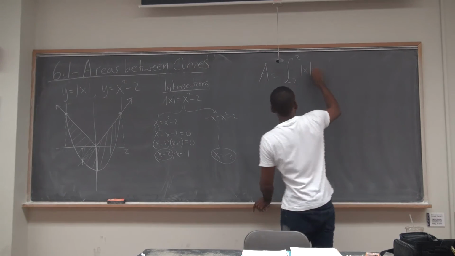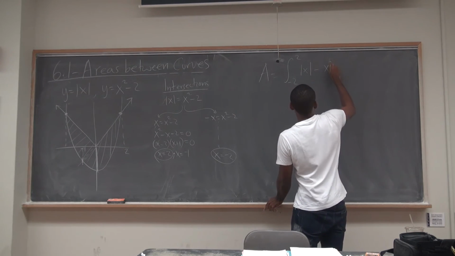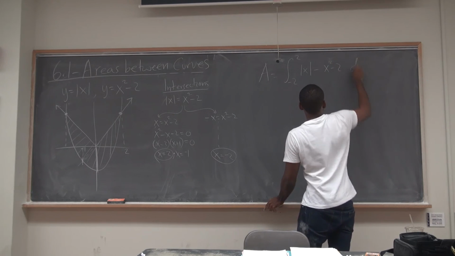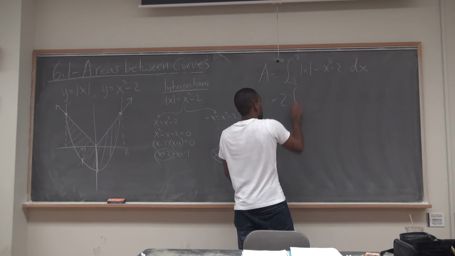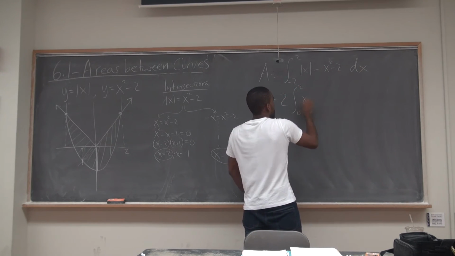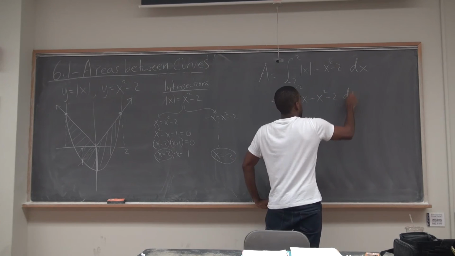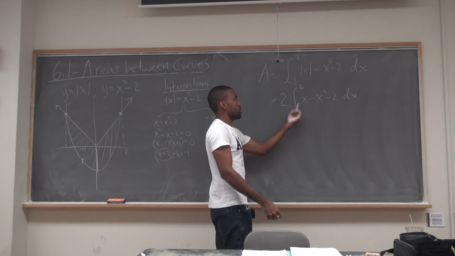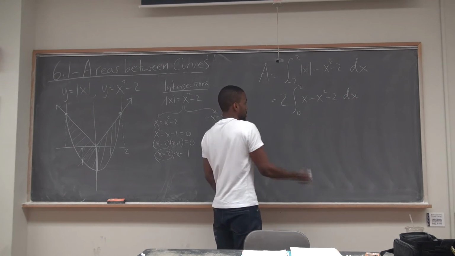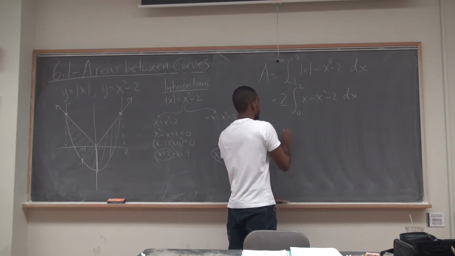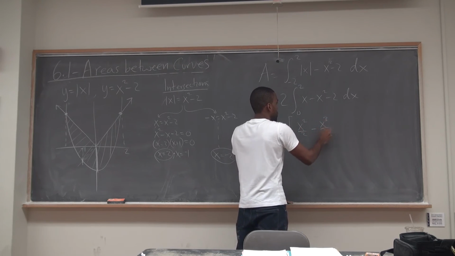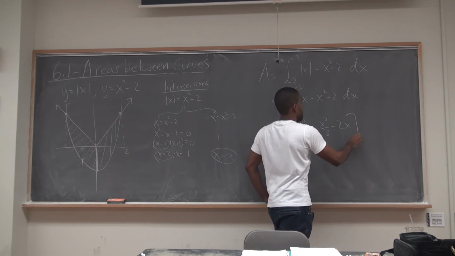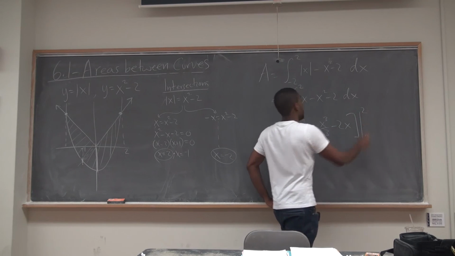But then if I take the integral of absolute value of x minus x squared minus 2 dx, instead of splitting this into a minus x and a plus x, I just know that this would be 2 times the answer I would get if I just have that. So I just do half of it from 0 to 2 and I double the answer, and it'll give me the same thing. So this is going to be x squared over 2 minus x cubed over 3 minus 2x between 0 and 2.